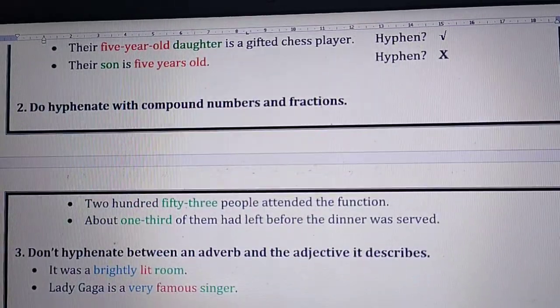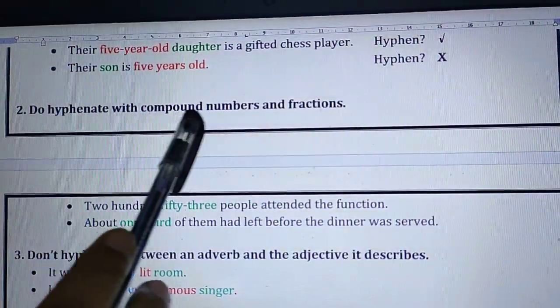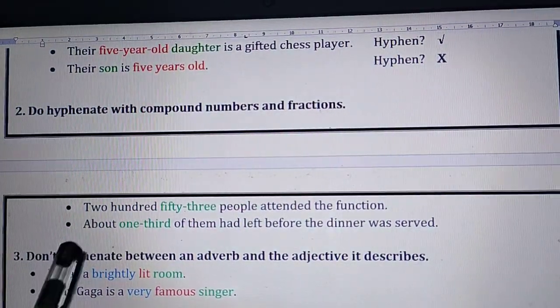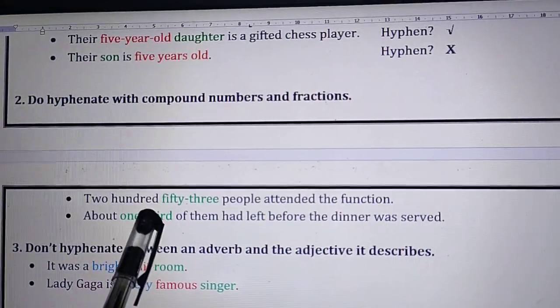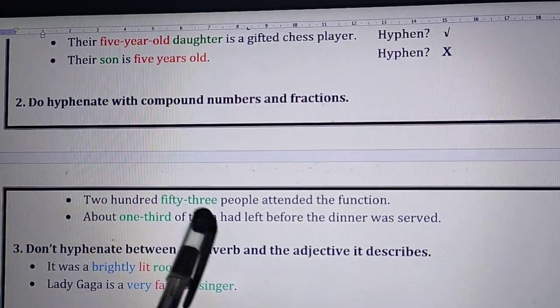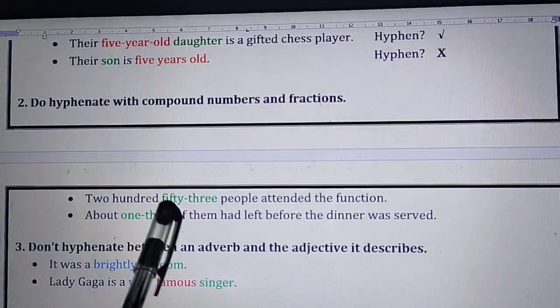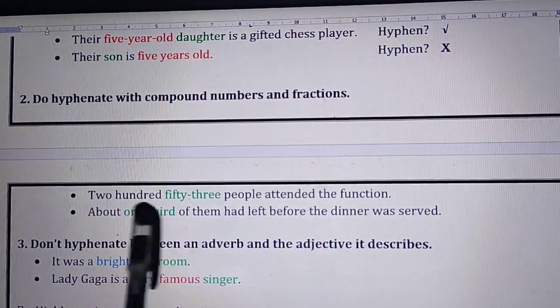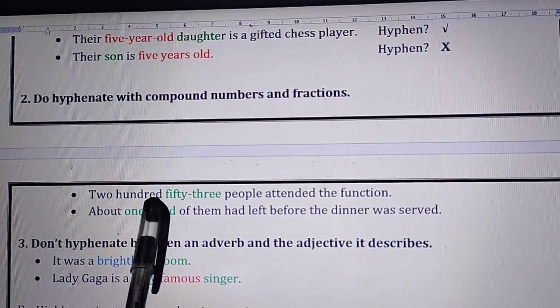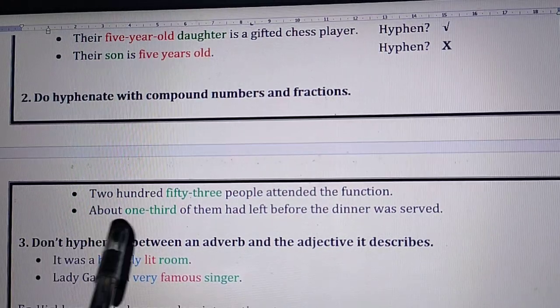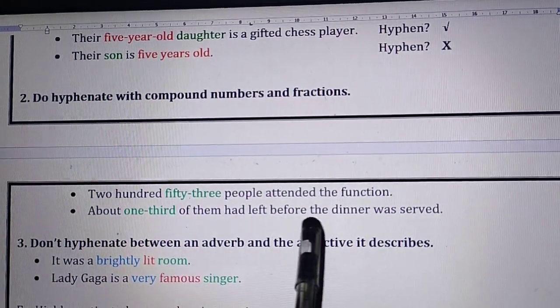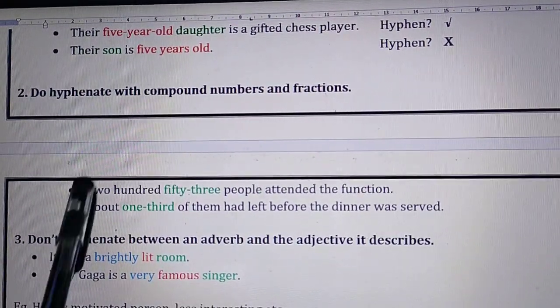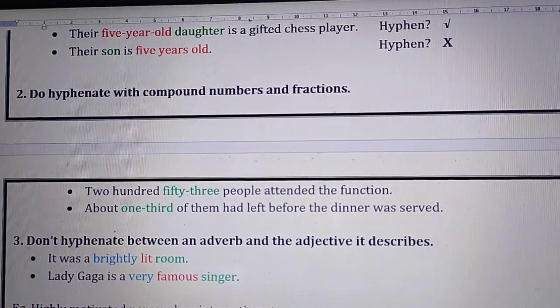Okay. Do hyphenate with compound numbers and fractions. Whenever we are mentioning compound numbers or fractions, we have to use a hyphen. Like, 253 people attended the function. You know, from 21 to 99 numbers, we are putting a hyphen. About one third of them had left before the dinner was served. So here you can say a hyphen is used.